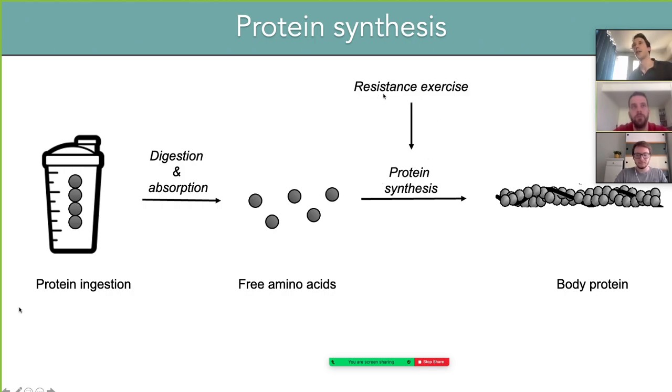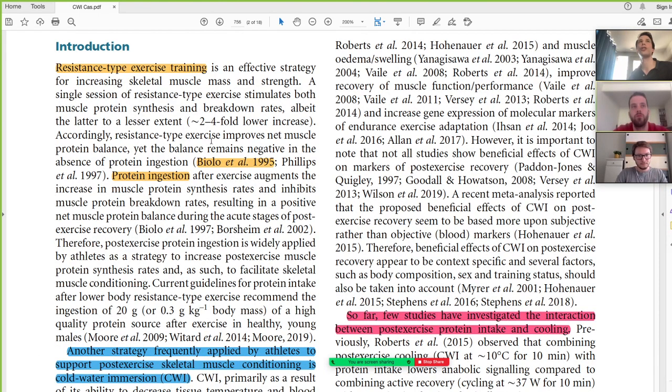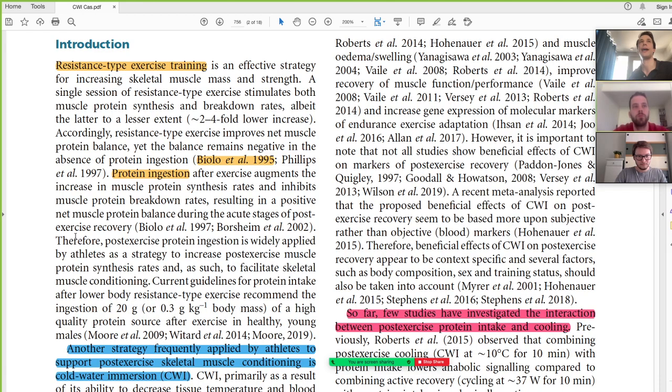Now, as you mentioned, basically the first thing that you want to do to influence this is resistance training that stimulates this step. And of course, if you don't ingest any protein, you don't really have the building blocks. So resistance exercise and protein ingestion are the basis if you want to stimulate protein synthesis. So that's essentially what you discuss in this first paragraph. These are the two main things. They stimulate muscle protein synthesis.